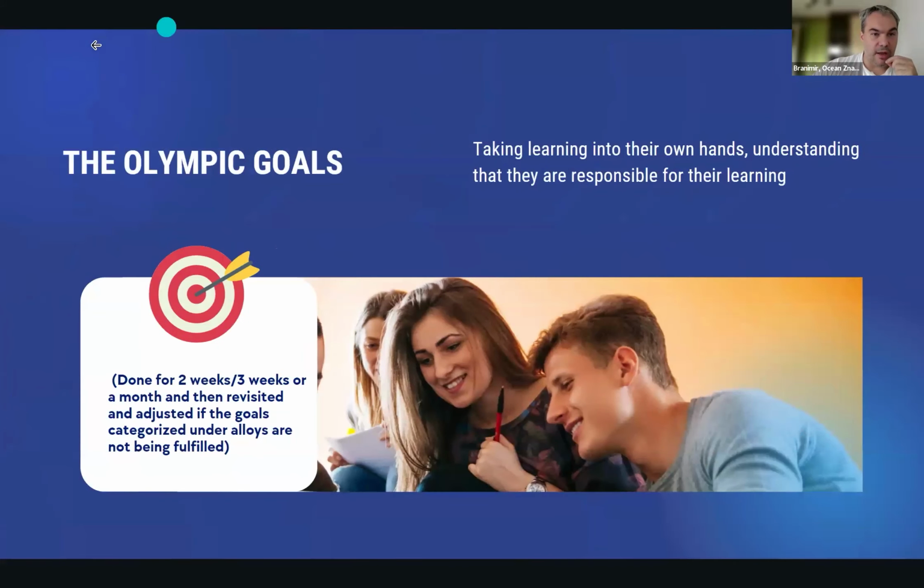This is a tool that I like to use very much. It's called the Olympic goals. What is important here is taking learning into their own hands, meaning that the young people understand that they're responsible for their learning. I cannot pour knowledge into their head. What is really important is that this is done for 2 or 3 weeks, or even a month, depending on how the young person is and what is the most appropriate dynamic. And this is how it looks.